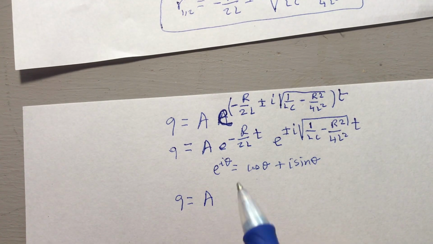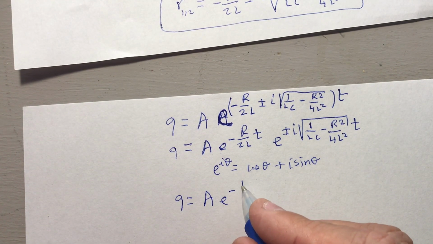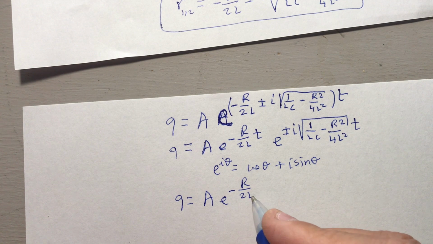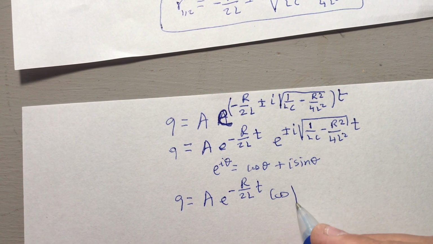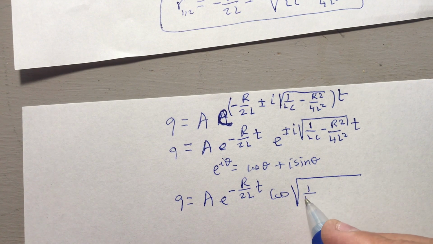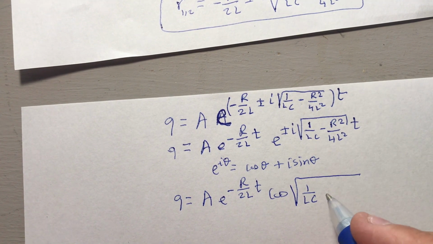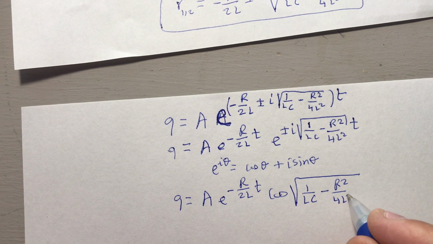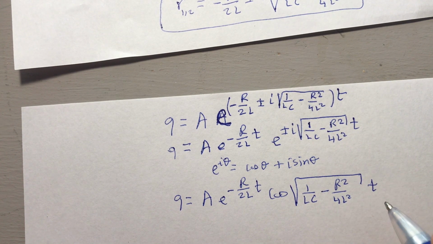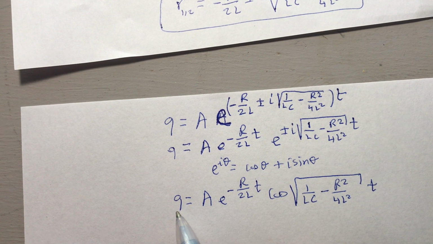We'll have A e to the minus R over 2L t, and then cosine of the square root of 1 over LC minus R squared over 4L squared, and then we have t. This is the behavior of the charge in the RLC circuit when it's damped. Now, what do we mean by damped?